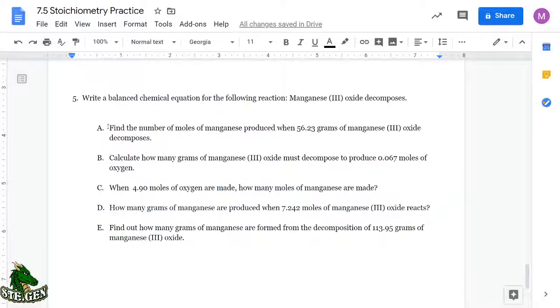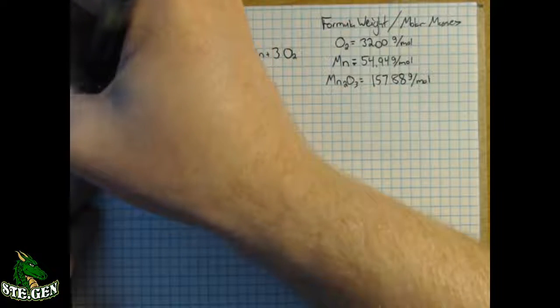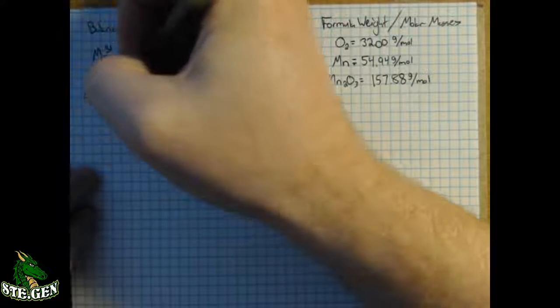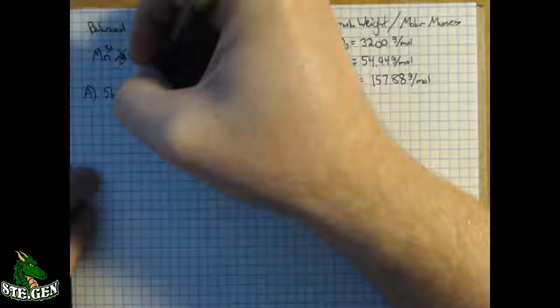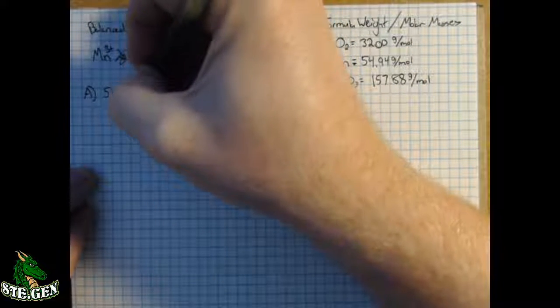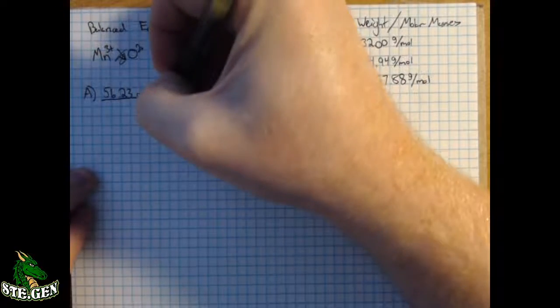So the first question we have is find the number of moles of manganese. So manganese is our goal product here, and it's moles of manganese produced when 56.23 grams of manganese 3 oxide decomposes. Okay, so we'll switch back to our hand cam. So our number that we're given to start with for question A is 56.23 grams. And remember, we want to keep track of what it actually is. So it's grams of Mn2O3. So that's our first piece there.